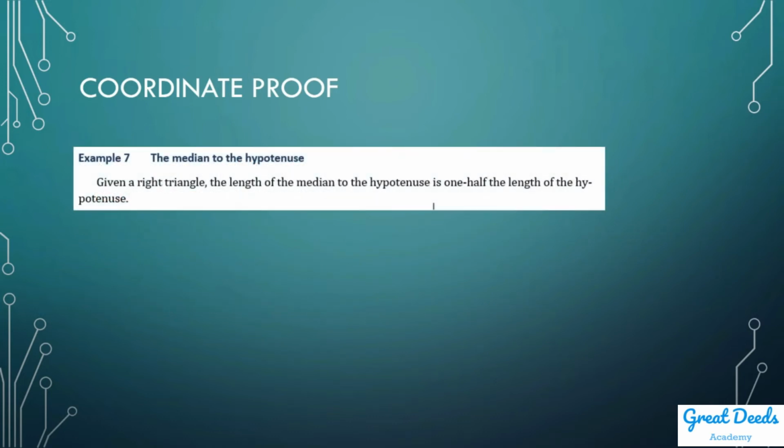Let us demonstrate how a proof is done using the tools of the rectangular coordinate system. Example 7. The median to the hypotenuse. Given a right triangle, the length of the median to the hypotenuse is 1/2 the length of the hypotenuse. So how do you begin this? In constructing proof, you don't go straight into the ocean. You don't jump straight into the ocean.